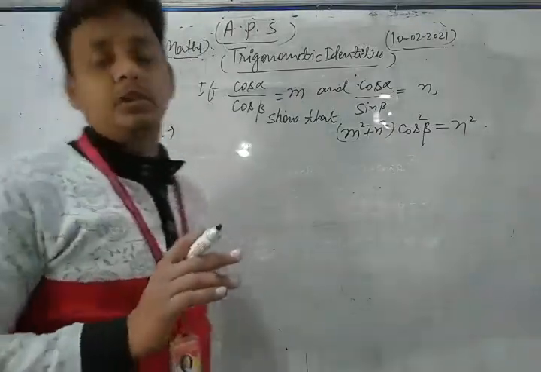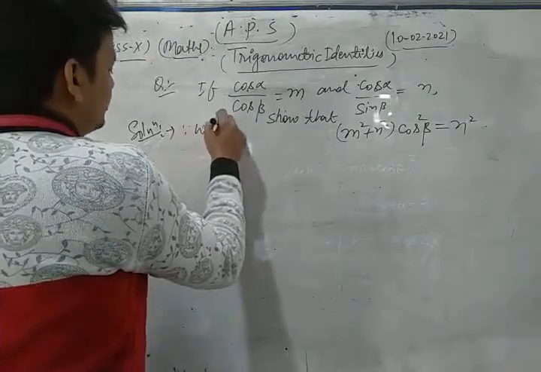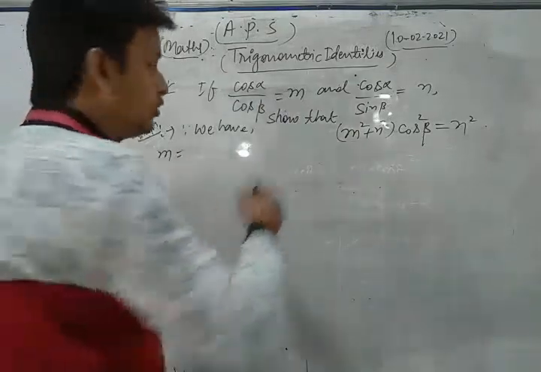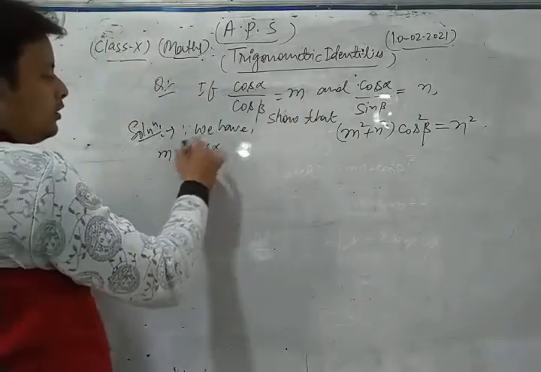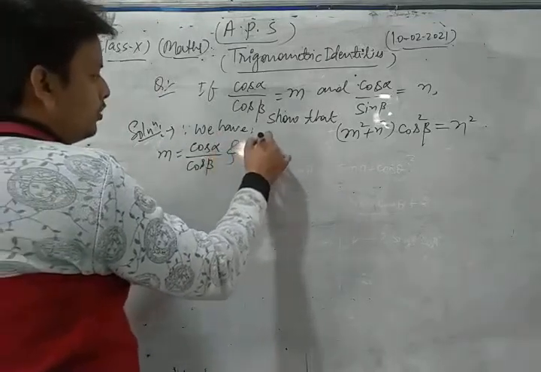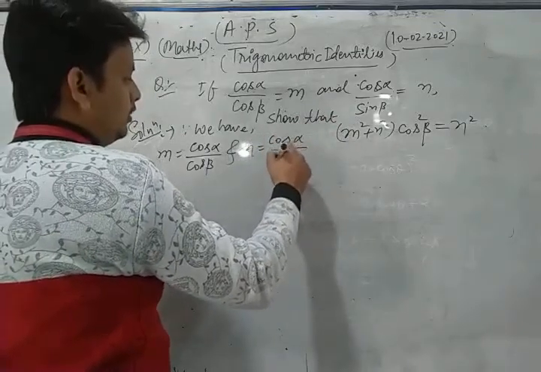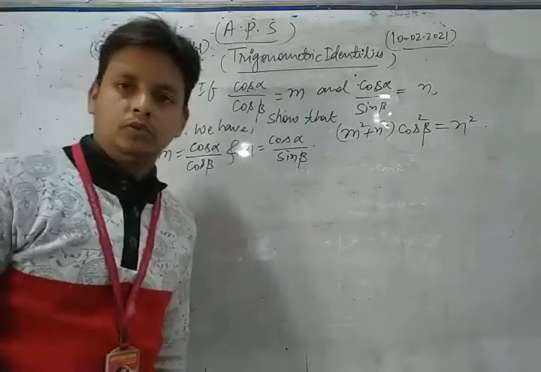This is a very important question, dear students. Since we have the value of m, the value of m is cos alpha upon cos beta, and the value of n is cos alpha upon sin beta.